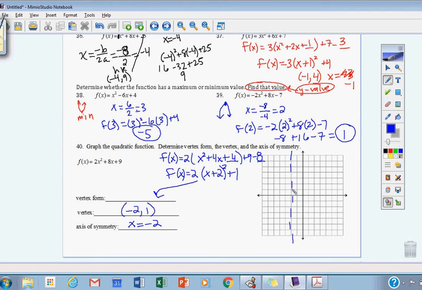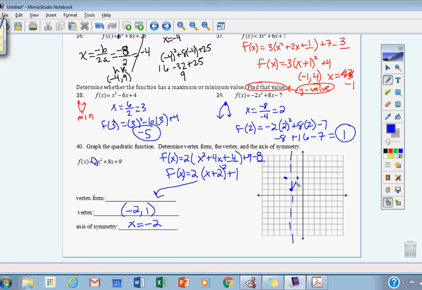So negative 2, 1, there it is. We're going to open upwards. We do have a stretch here of 2. So normally I go over 1, up 1. Now we'll be up 2. Symmetric on the other side. Over 2, I normally go up 4. 1, 2, 3, 4. So I have to go up 8: 5, 6, 7, 8. It's going to be up here.